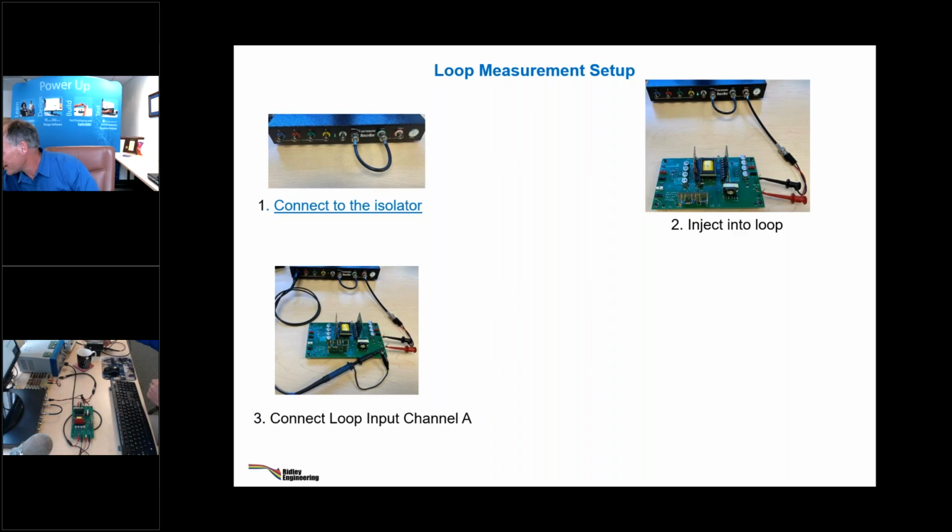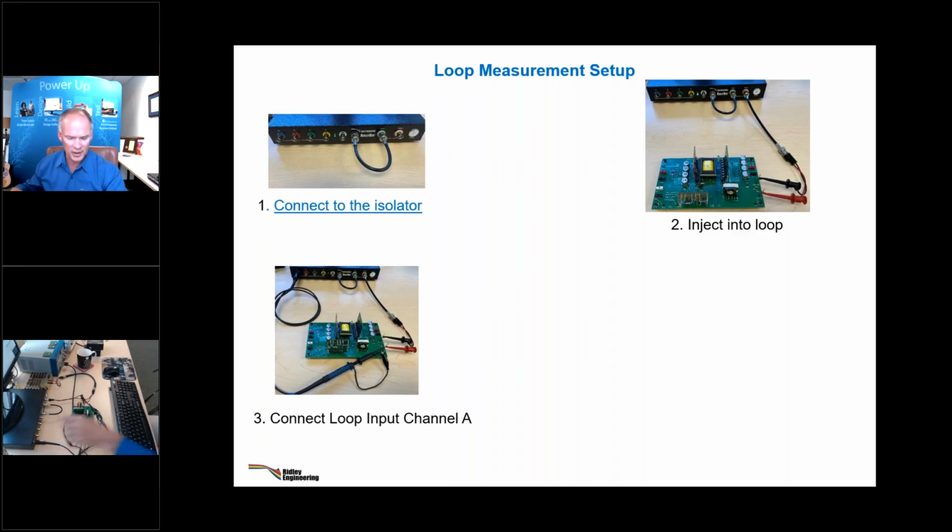Step three, channel A. That's this one here. Channel A. I've got my choice of grounds here, but I'm going to ground everything as near as possible to the output. So channel A is the input to the loop. So I'm connecting this probe to channel A right there. Okay. Microphone is hiding channel A. Is it? Okay, sorry about that.